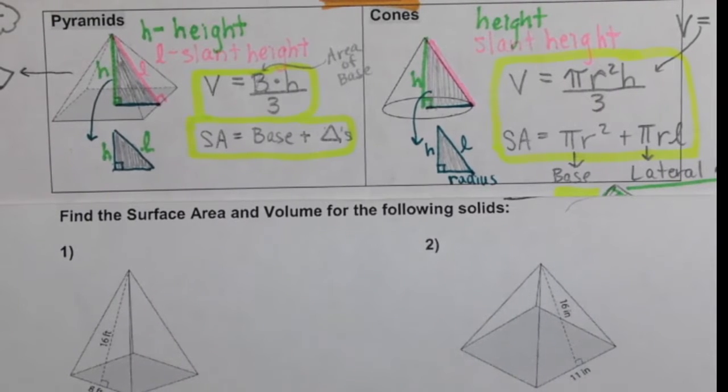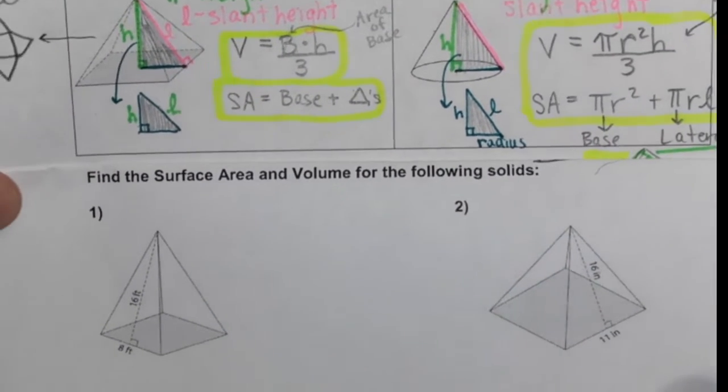Guys, part 2 of surface area and volume of pyramids and cones. I'm going to go through examples 1 and 3 and have you try 2 and 4 on your own. And you'll complete the rest for your assignment tonight.